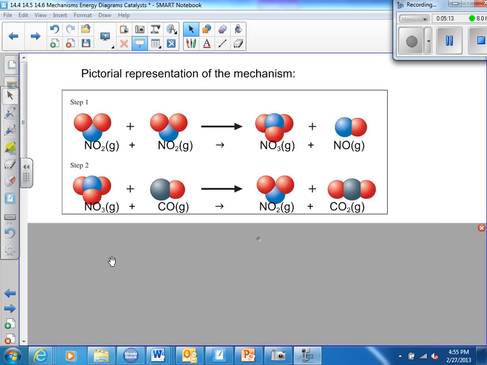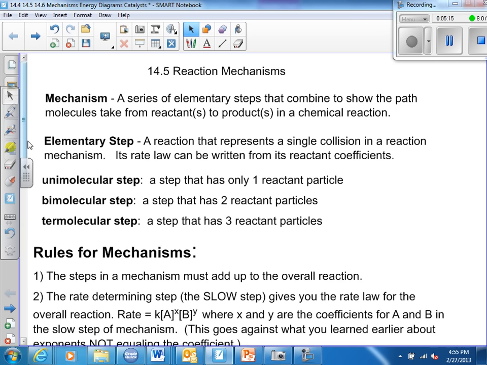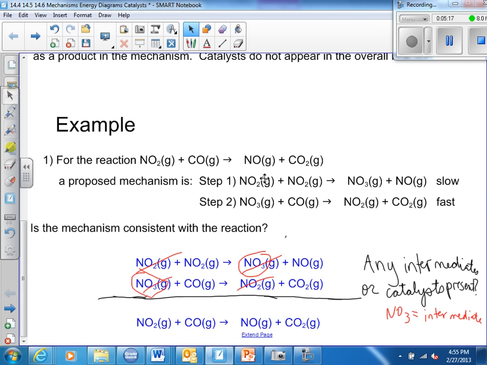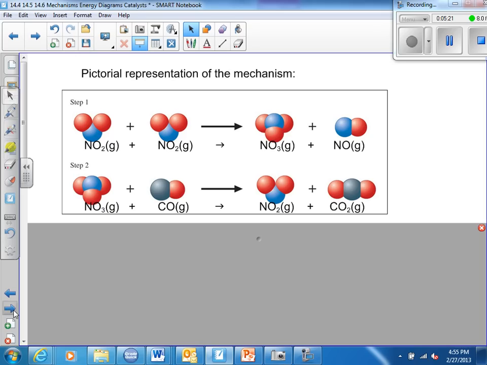This is another view of that reaction we were just looking at. So step 1, step 2. I took all these chemicals and am just giving you a pictorial representation. Step 1, NO2 and an NO2 come together to make an NO3 and an NO. And then this NO3 combines, it's right here in step 2, with the carbon monoxide to form another NO2 and a CO2.